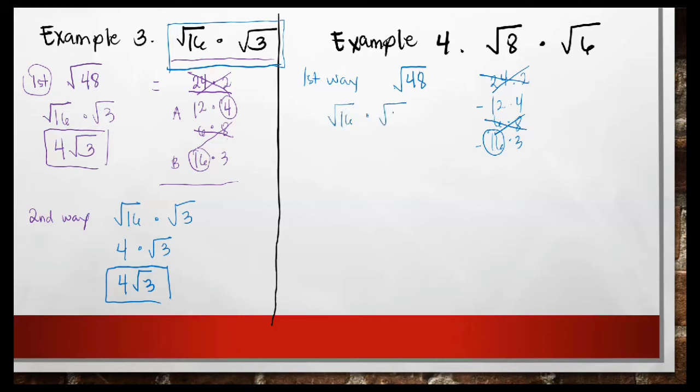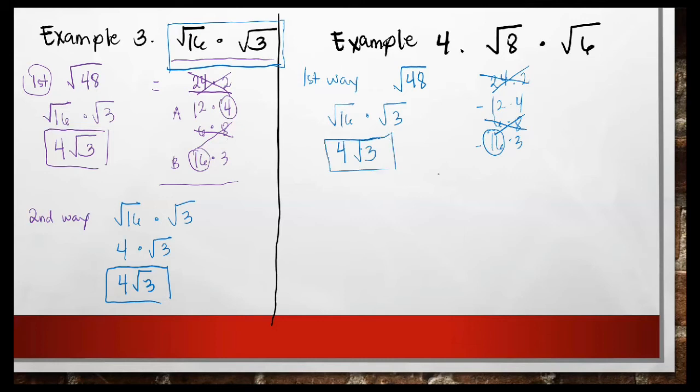The next is we are going to simplify. The square root of 16 is equal to 4 times the square root of 3. Since there is no square root of 3 to simplify, we will just copy it and multiply it to the coefficient 4. So therefore, it is 4 square root of 3. So this will be our final answer.